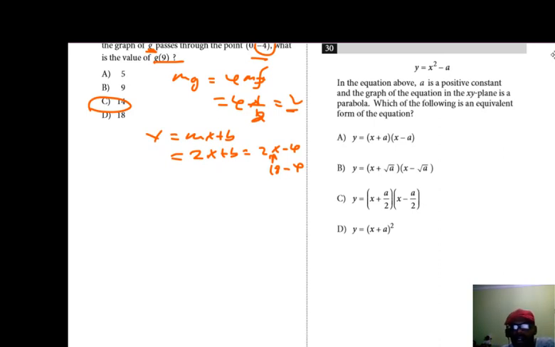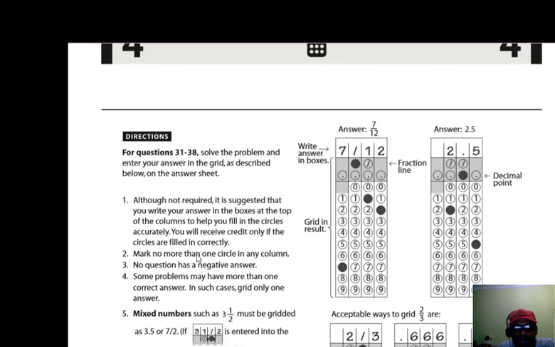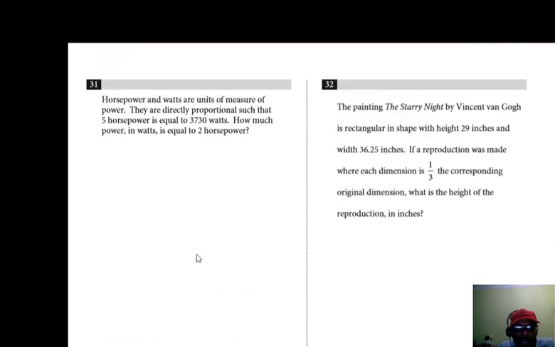Which one of the following is equivalent to the equation above, where A is a positive constant and the graph of the equation is in the xy plane? So we have here A. I'm expecting this to be A squared, this to be A minus A. So that's the only choice that gives me the answer. I'm working on the constant.